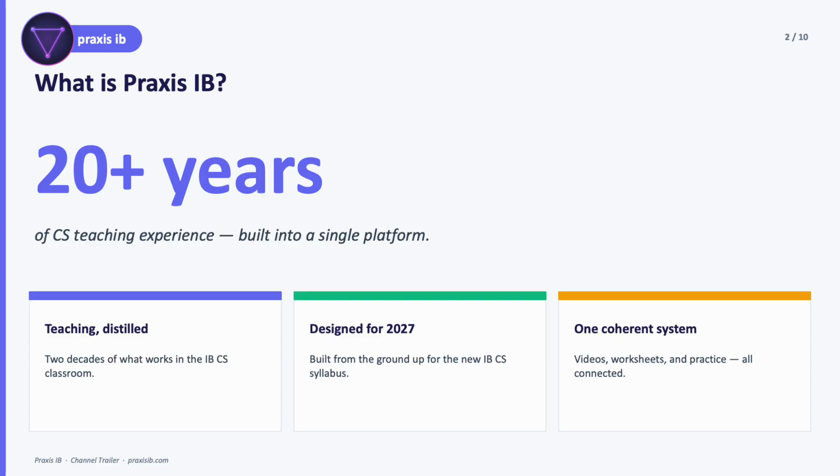So what is Praxis IB? Praxis IB is the product of more than 20 years of computer science teaching experience, distilled into a single learning platform. It's not one person's notes, it's not a generic course, it's 2 decades of figuring out what actually works in the IBCS classroom, what trips students up, what makes concepts click, packaged so you can use it on your own time. Designed specifically for the new IBCS 2027 syllabus. And everything connects, the videos, the worksheets, the practice questions, one coherent system.